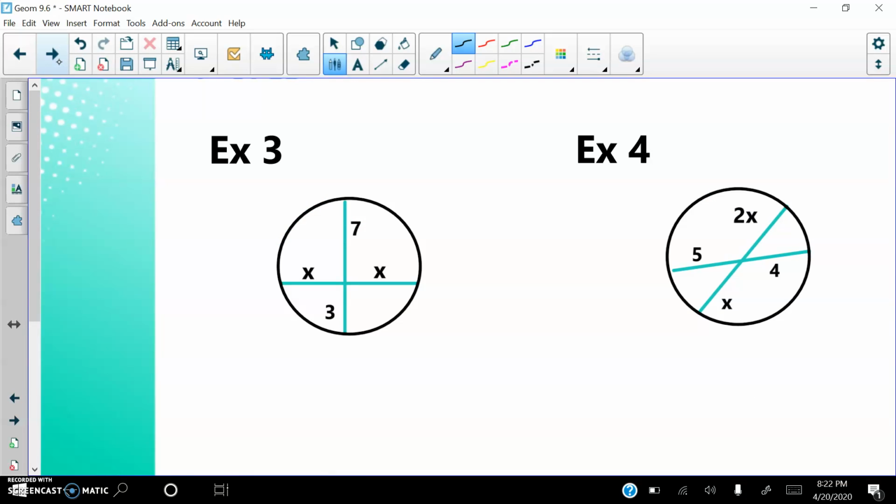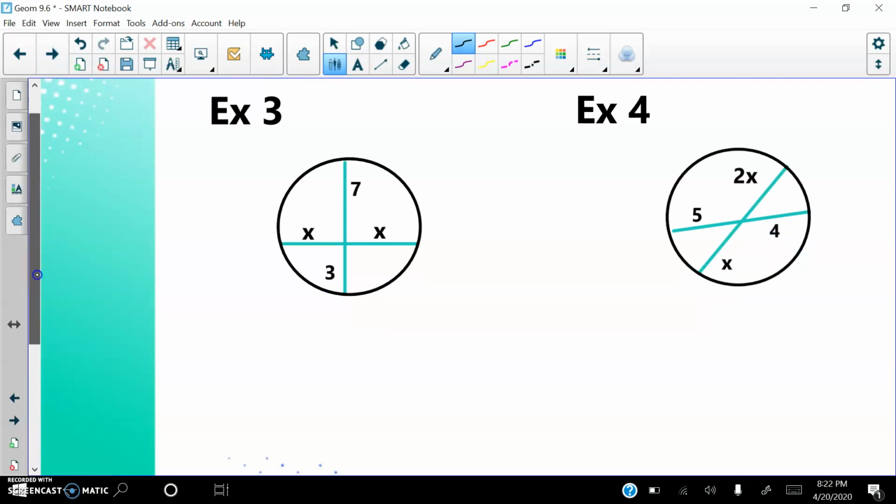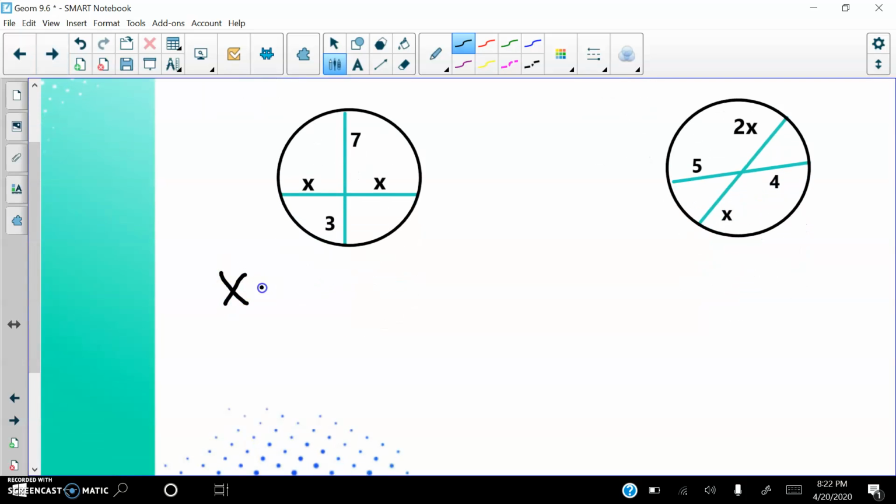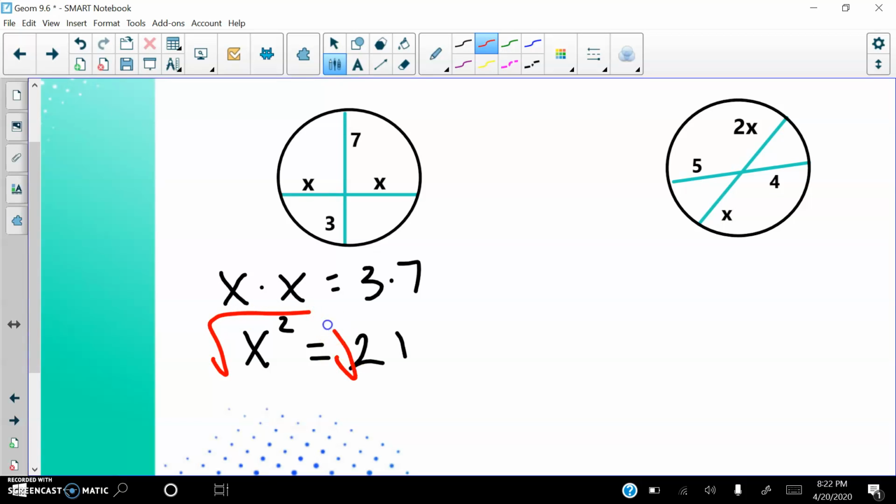But if we get something kind of like number 3, I have x times x is equal to 3 times 7. So that gives me x squared is equal to 21. And how do we get rid of squares? We square root both sides.